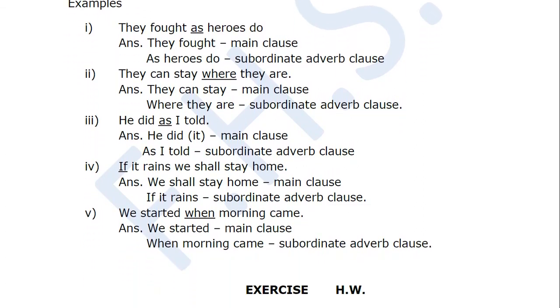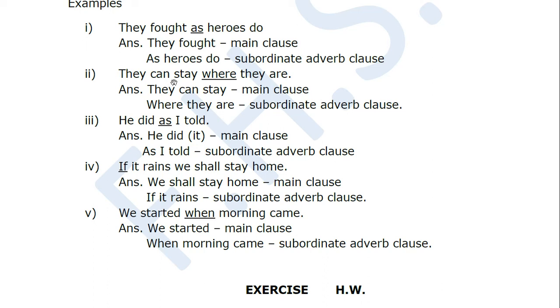They fought as heroes do. If you see over here, your subordinator is as. And your main clause, they fought. Yes, they fought, they sat, they ate, they ran. It's a complete sentence. Now you have the action fought in the main clause, right? So does it tell you how they fought? Yes, in what manner? As heroes do. So they fought is your main clause, and as heroes do, subordinate adverb clause.